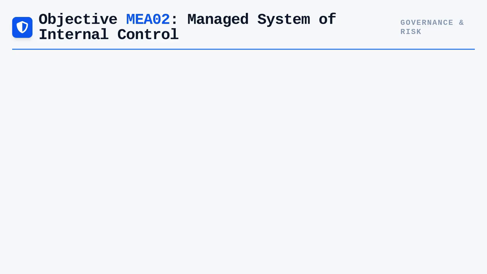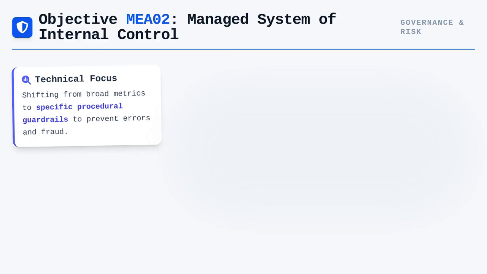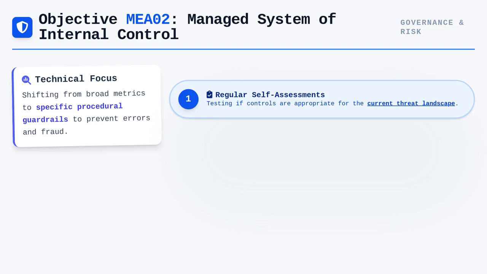Moving into the second objective, MEA-02, we encounter the managed system of internal control, which focuses on the continued effectiveness of the controls we have implemented. Where the previous objective looks at broad performance metrics, this one zooms in on the specific technical or procedural guardrails that prevent errors and fraud. We must execute regular self-assessments to determine whether these controls are still appropriate for the current threat landscape.